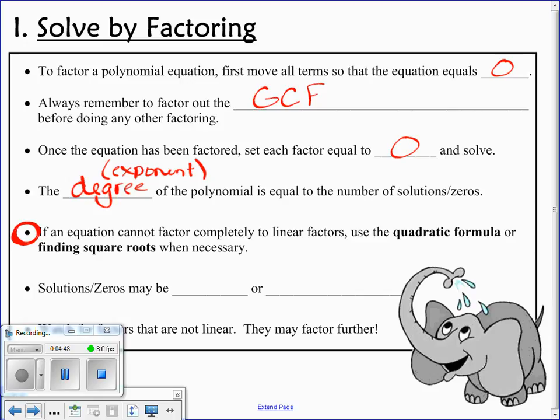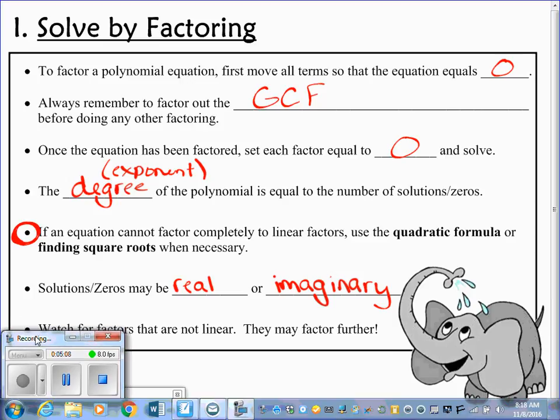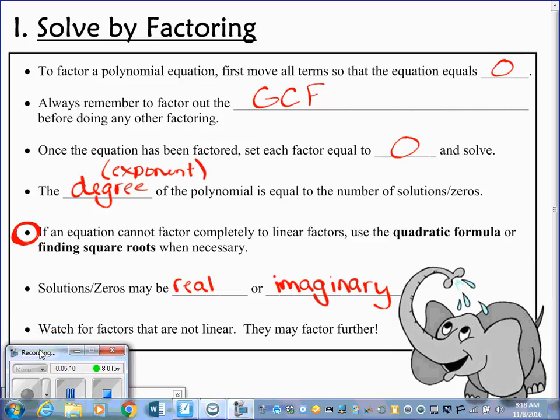Solutions or zeros may be real or imaginary. Very nice. No one ever gets that one. Most people say positive or negative, which is true, but that wasn't what I was going for. And then watch for factors that are not linear. They may factor further. So just be careful. Sometimes you're like, yeah, I'm done factoring. No, you're not. You can keep going.